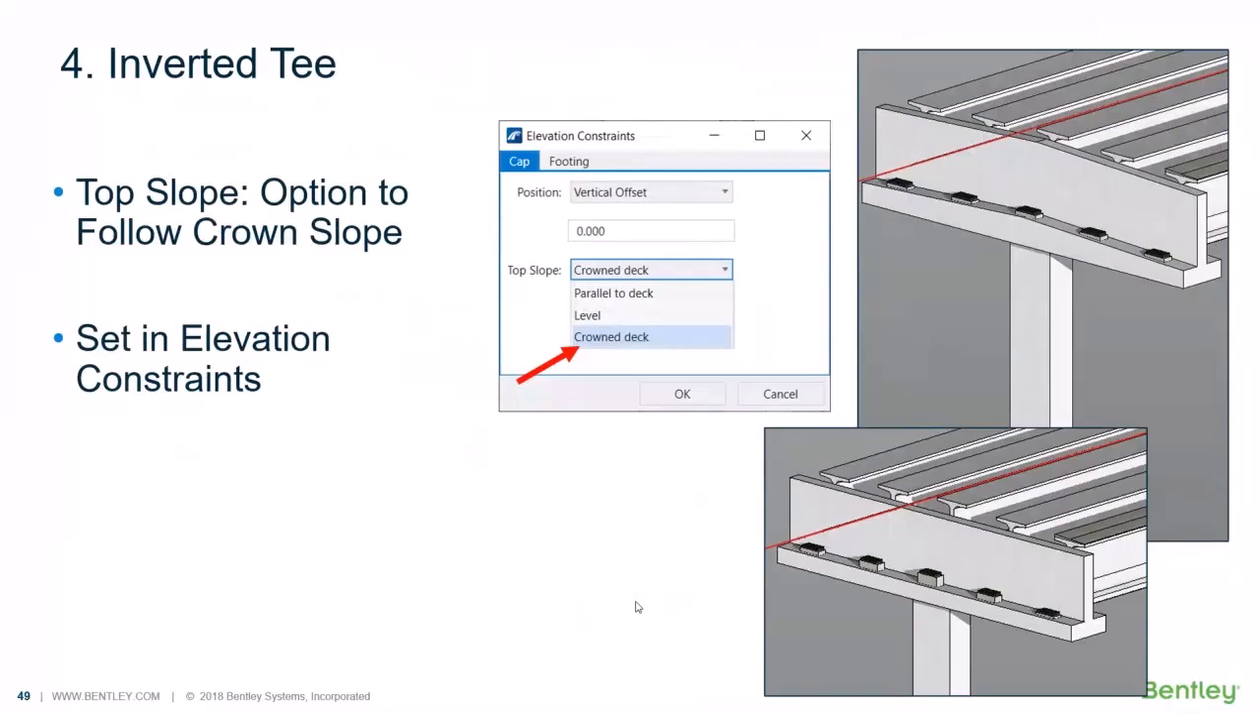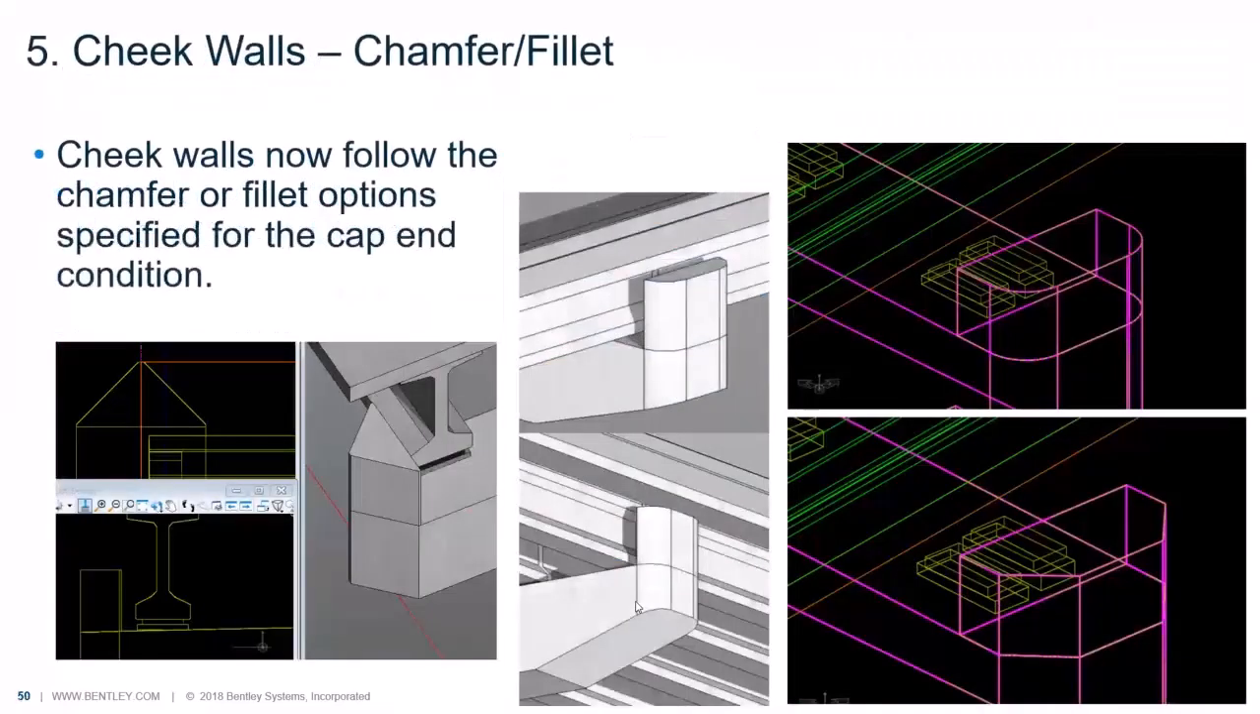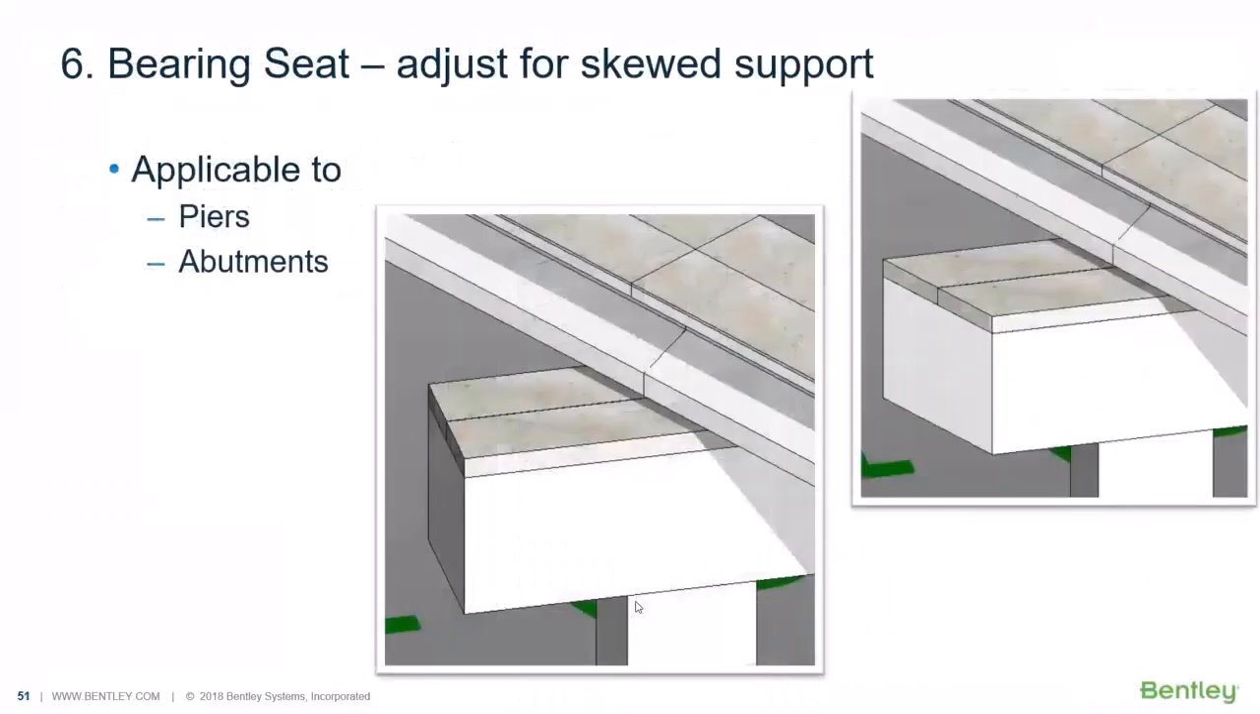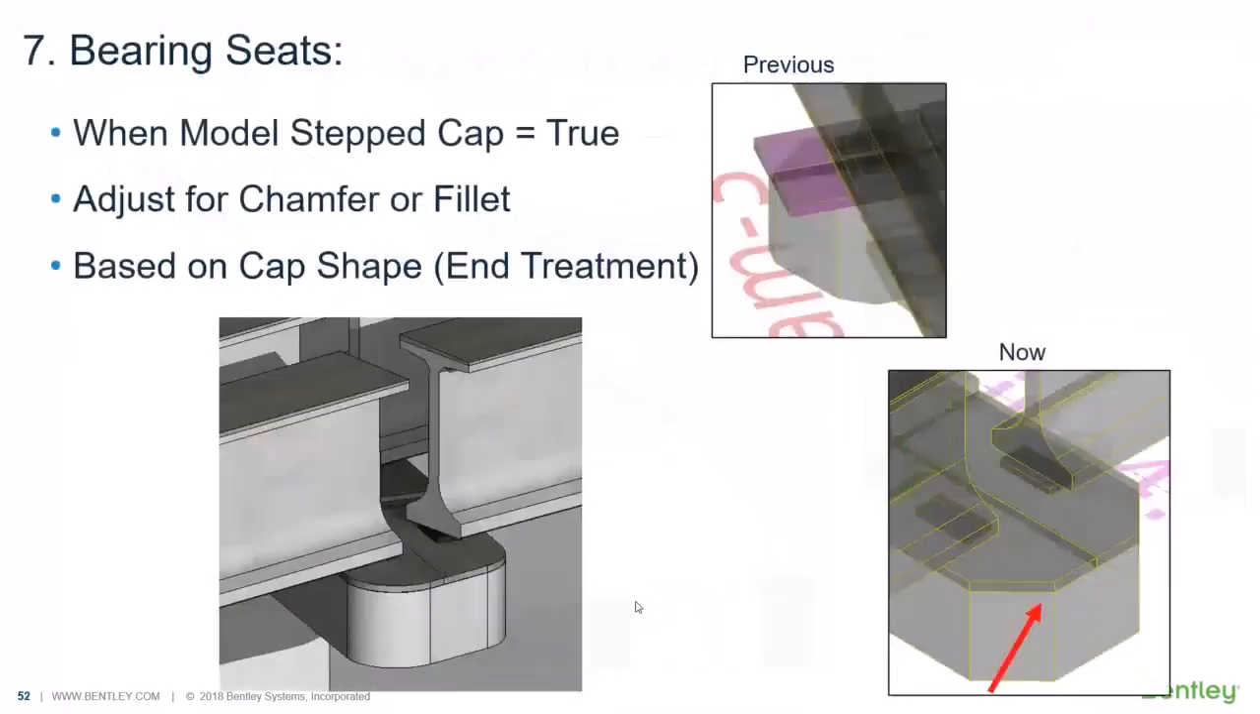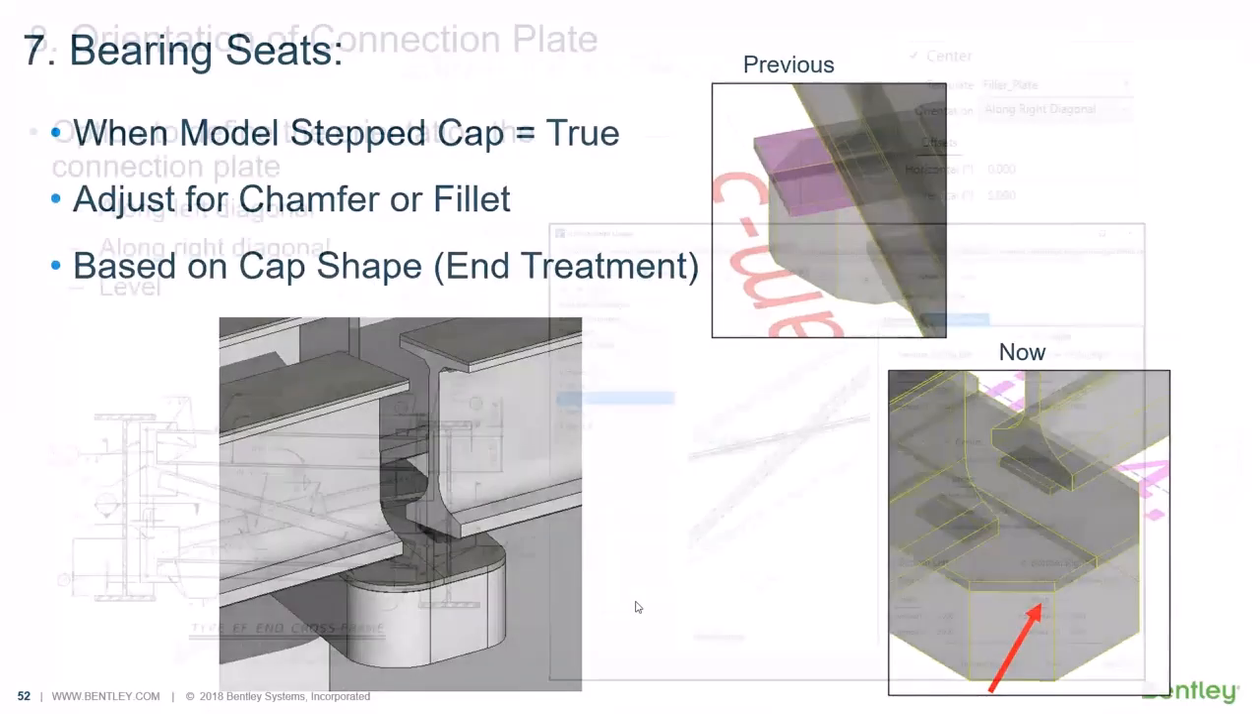Options on inverted T's to do a crowned slope as well, or crowned deck, right? Our cheek walls now follow the edge of the cap, right? Usually it was rectangular, but now we can just apply different fillet sections to it or chamfers. So the cheek wall that you place, it will be the same. Bearing seats, skew for the support, right? Then for the step caps as well, right?